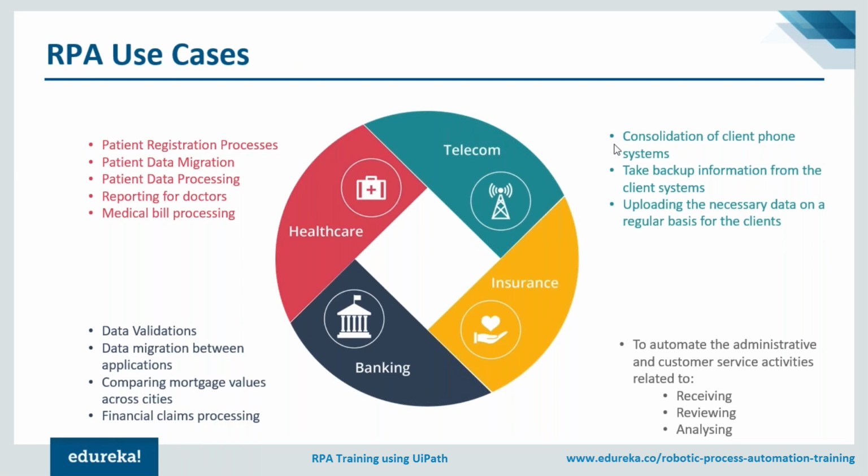And finally is the healthcare industry, which is an ever-growing industry with a large amount of work, right? So RPA can be used to automate the work such as patient registration processes, patient data migration, patient data processing, reporting for the doctors, medical bill processing, etc. Right? So guys, this list doesn't stop here. The list continues on and on for different domains in various sectors. So guys, if robotic process automation is given a chance in any domain or in any sector, then it can create miracles, right? So that was with the RPA use cases.